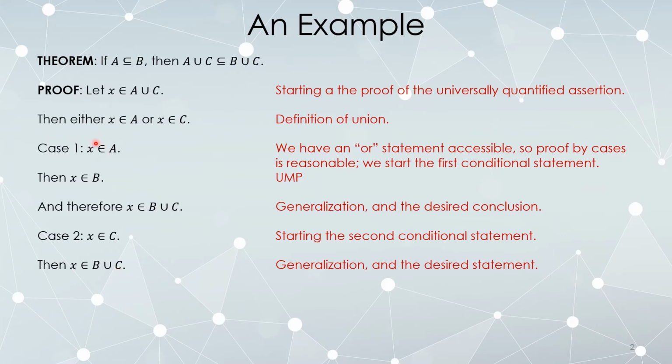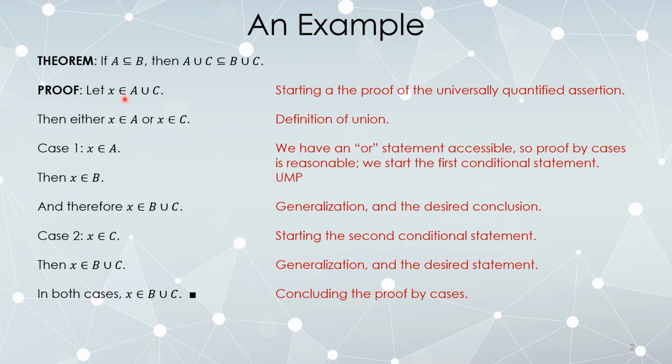So if X is an element of A, then we can end up in the set B union C, but if X is an element of C, then we can also end up in the set B union C, and we know either X is in A or X is in C. So the way we phrase that is we say, in both cases, X is an element of B union C, which concludes a proof by cases. If this, then that. If this, then that. One of those two hypotheses must be true. Therefore, the conclusion must be true.